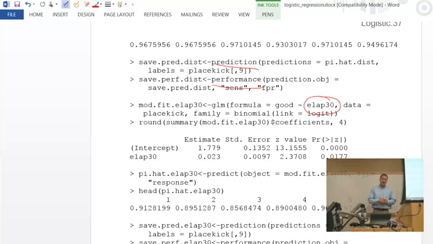Let's compare that model then to a model that only has ELAP30 in it. Remember, what that represents is the minutes left to go in a half when the place kick is attempted. You would think that the lower the number, meaning the fewer the minutes, the more pressure perhaps would be on the place kicker because it's getting towards the end of a half. Notice when I estimate the model, I get a p-value of 0.0177 for ELAP30. So there is some evidence, not necessarily very strong, that ELAP30 is important in predicting the probability of success.